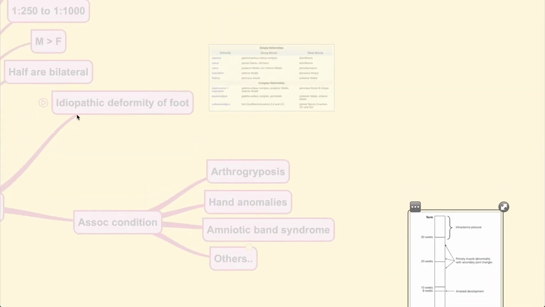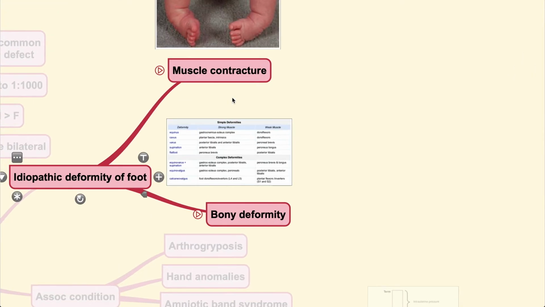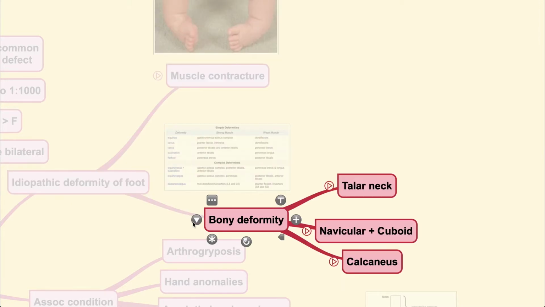Now, the idiopathic type of foot deformity usually consists of 2 main problems: the bony deformity and the muscle contracture. One must not view CTEV as a pure muscle problem because it has 2 components. There is definitely a bone deformity in CTEV.